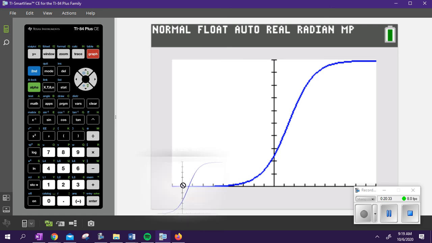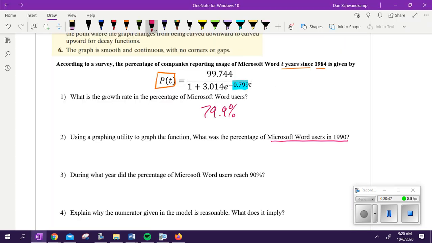Tell me now when you think I've reached the inflection point. Yeah, right about there. In the middle. It's the in between place when I'm up like a cup to down like a frown. It's somewhere in there. All right, but cool. We got that. The question is, what was the percentage of users in 1990?